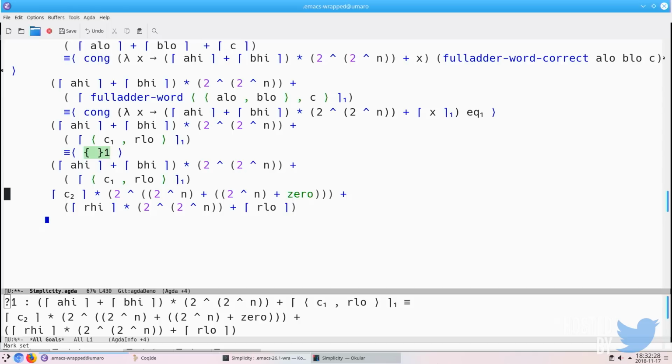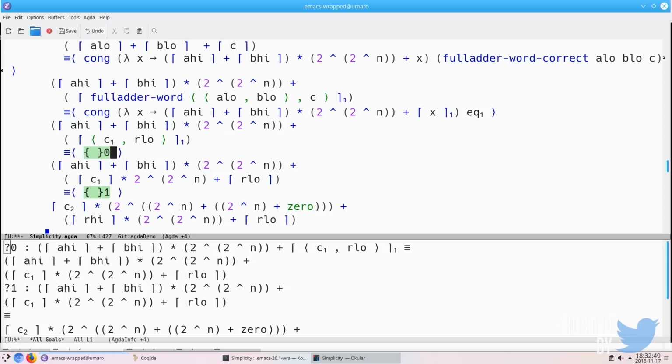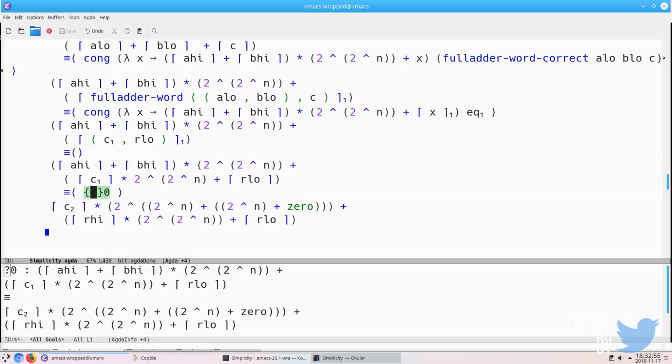Next up, the definition of the meaning of this pair is C1 times 2 to the n plus the meaning of R low, like so. And that just holds by definition, right? So we don't even have to give a reason why that's true. It's just obviously true. Okay, so no problem with that.